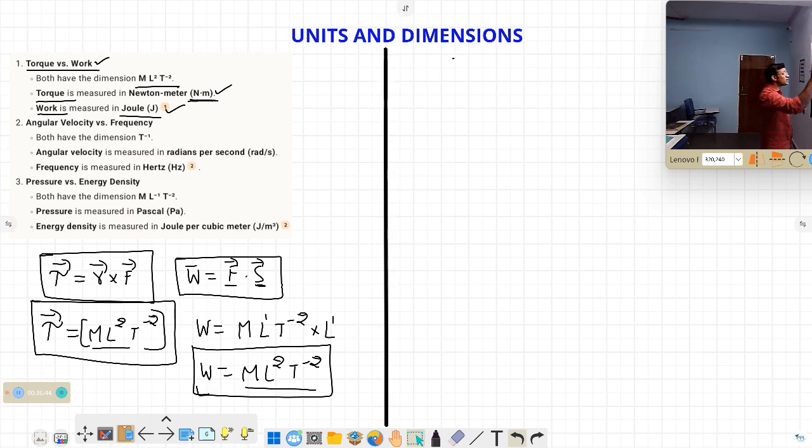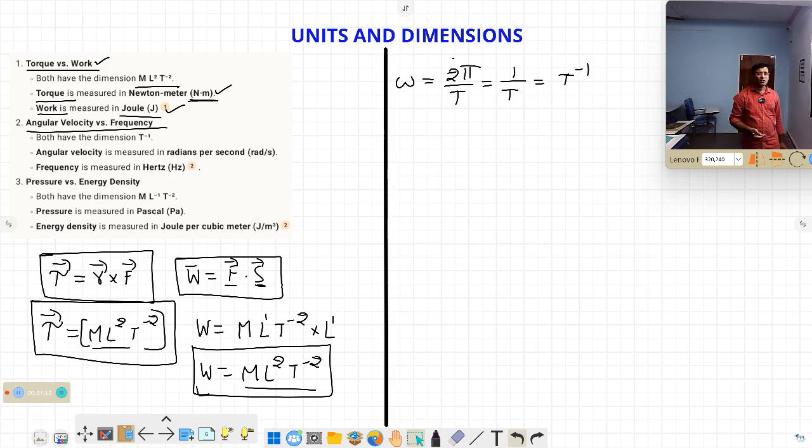Similarly, go to the second example. In the second example, angular velocity versus frequency is given. Angular velocity, also called angular frequency, we indicate with omega. The formula for this is 2 pi by T. 2 pi is a constant, so it has no dimension here. That is nothing but 1 by T, which is T^-1. So T^-1, or second^-1, is the unit of that.